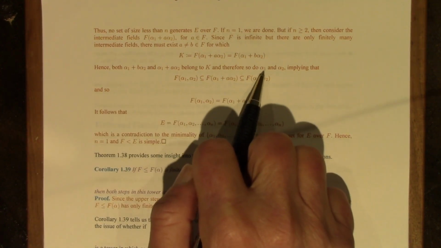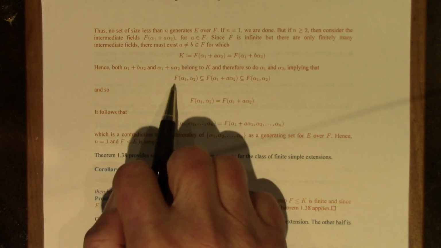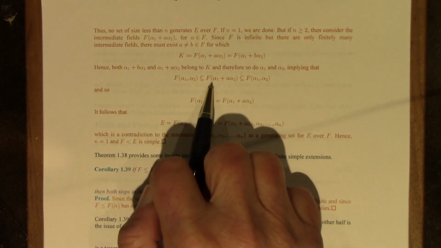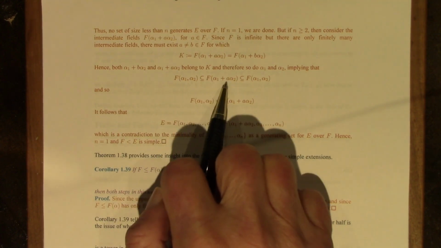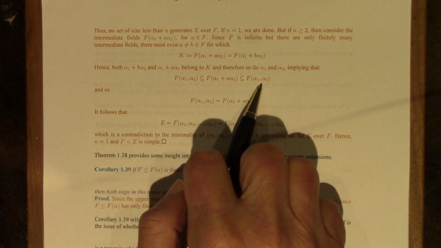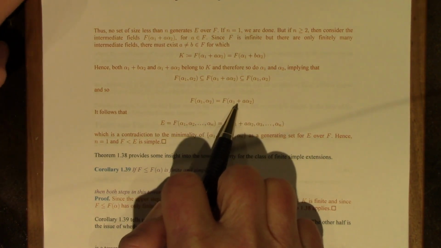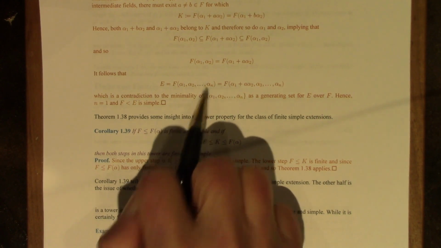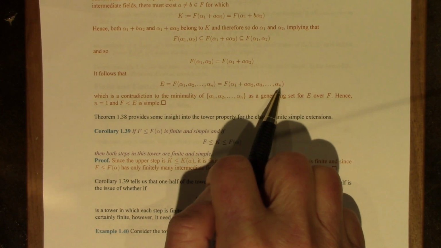Alpha 1 and alpha 2 must also belong to K, which means F with alpha 1 and alpha 2 adjoined is contained in this field. This is K. But this is clearly contained in here, and so these are equal. And therefore, E, which is F with alpha 1 through alpha n adjoined, is also F with these elements adjoined.